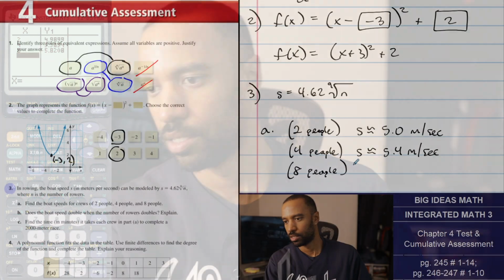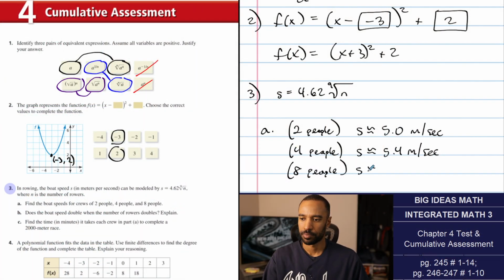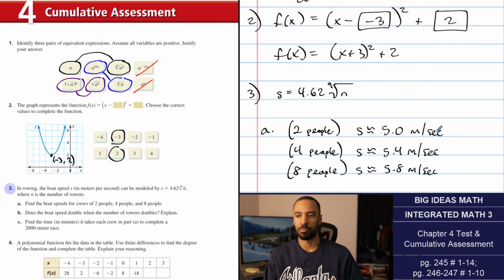So about 5.0, is it miles per hour? Oh, meters per second. Meters per second. 4 people. Sorry that you can't see what I'm writing. You're just looking at the numbers for now. S is about 5.4 meters per second. And then 8 people, we have about 5.8. So S is about 5.8 meters per second. So you can clearly see they're diminishing returns.